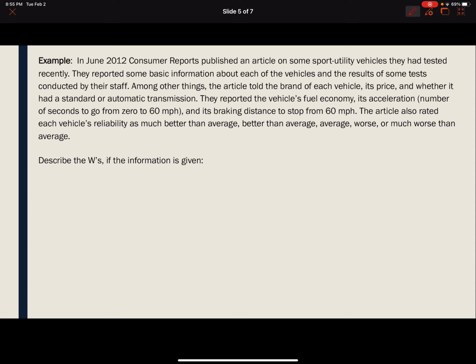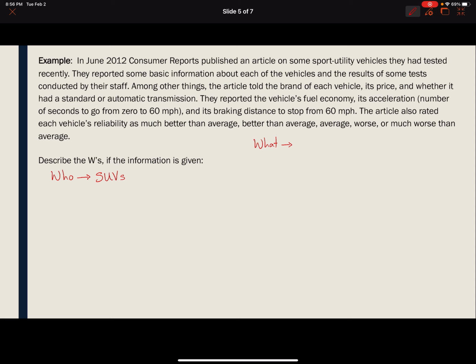So the first question here is for us to describe the W's given. Let's start with the who. We're going to say who is being studied. Remember, this doesn't necessarily mean people. In this case, the article is all about SUVs, so this would be the sport utility vehicles. The what I'm actually going to put over here, because the what are all of the variables. I'm going to list them because we're also going to then classify them as either categorical or quantitative.